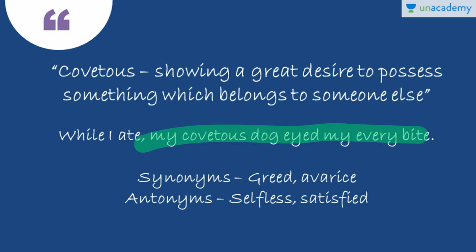Obviously, your dog was actually thinking if he can just capture or grab that bite which you are having. So he was actually having a great desire to possess that food which you were eating at that time. Okay, so that is what we know as covetous.